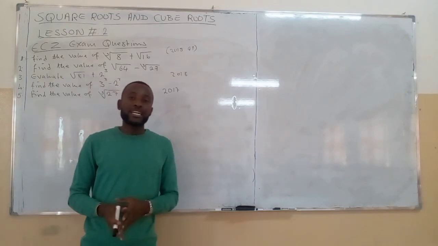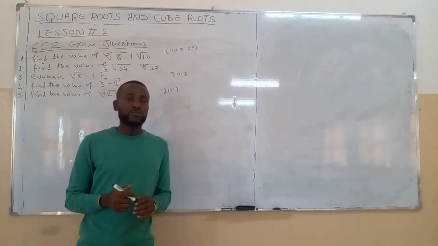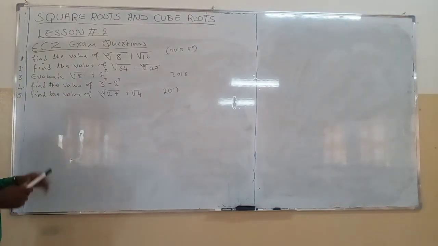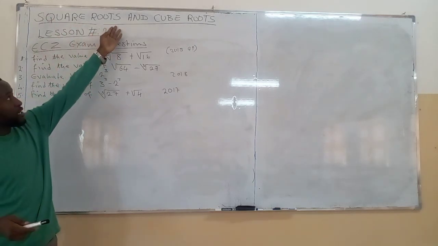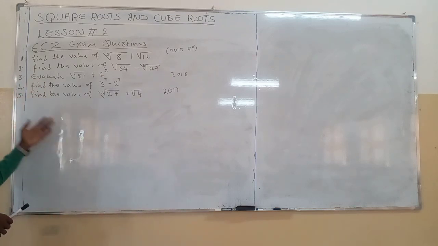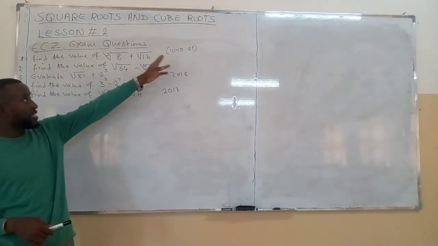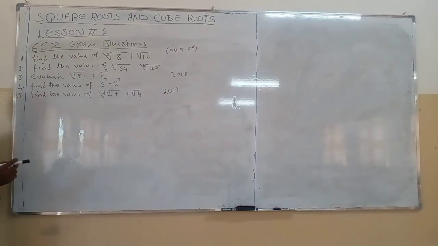Otherwise, this is a grade 9 topic and grade 9 examination questions. That is what we are looking at today. Okay, so square root and cube root, lesson number 2. Lesson number 1, of course, was discussing in detail what the square root is and what a cube root is, and also how you can find the square root and the cube root. Now here we are focusing on questions. These are examination questions. As you can see, this is a 2015 grade 9 question, 2018, 2019, and of course a 2022 question is part of this. So now let us see how we can answer these questions.